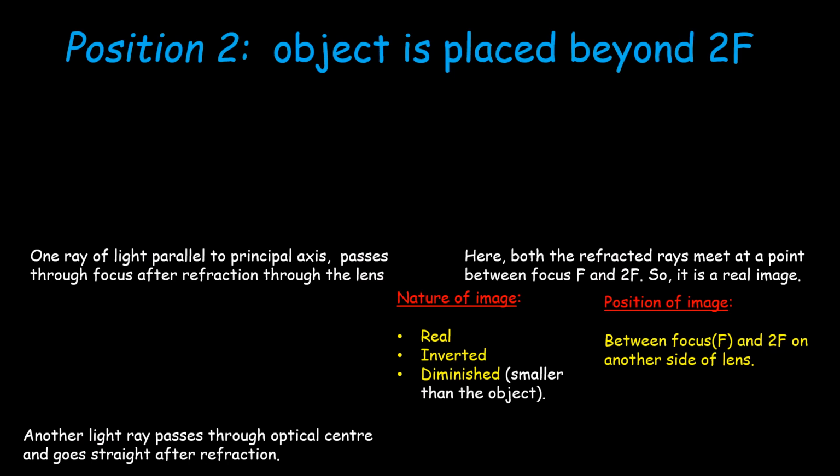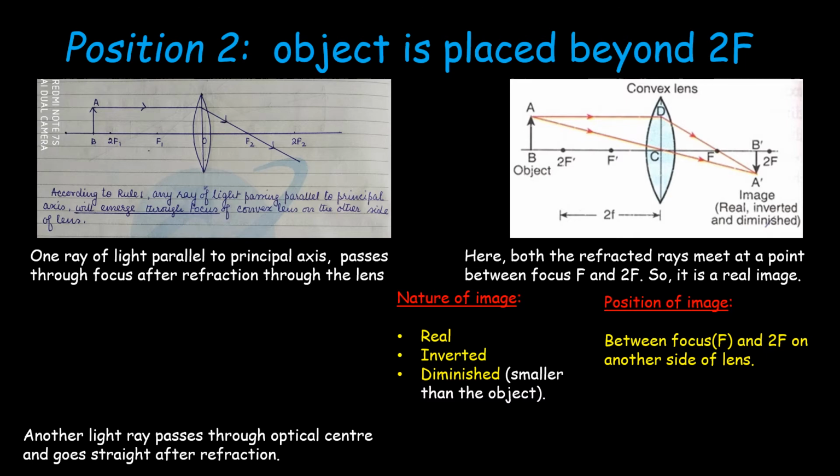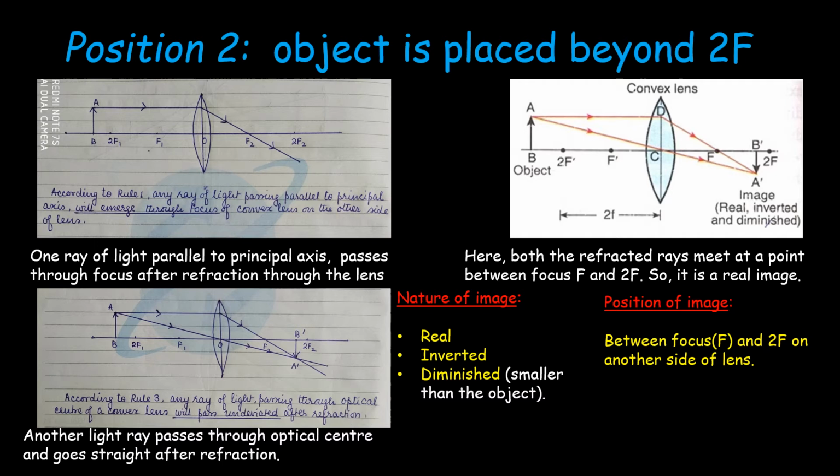Now for position 2, the object is placed beyond 2f. So one ray of light parallel to the principal axis passes through the focus after refraction through the lens. Another light ray passes through the optical center and goes straight after refraction. So here both the refracted rays meet at a point between focus f and 2f.